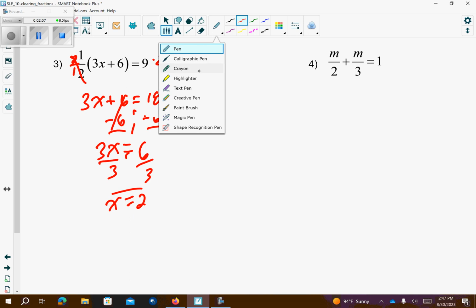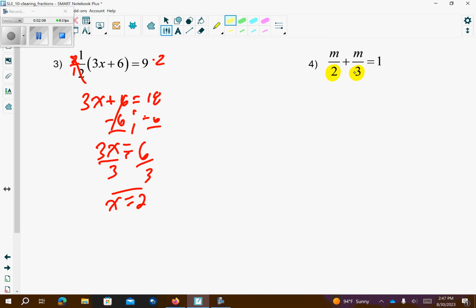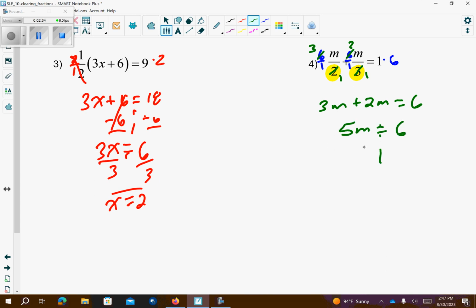Okay, next problem. Notice I have two different denominators. One's a 2 and one's a 3. Okay, so 2 times 3 is 6. I'm going to multiply this by 6 over 1, this by 6 over 1, and this by 6. And we're going to go ahead and reduce. 2 goes into 6 3 times, so 3 times m is 3m. 3 goes into 6 twice. 2 times m is 2m, and it's equal to 6. Add those together, so I get 5m equals 6, and then you can go ahead and divide both sides by 5. So m is equal to 6 over 5, and you can keep things as improper fractions. No mixed numbers in high school.